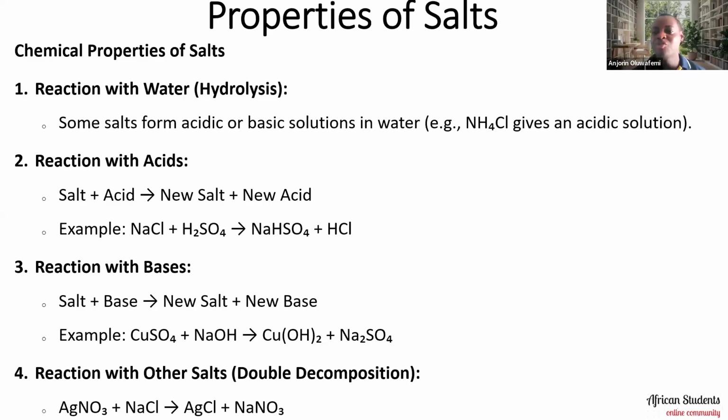Reaction with bases too. The same phenomenon comes into play here. You have salt plus base giving us a new salt and a new base. An example is copper sulfate reacting with sodium hydroxide, giving us copper hydroxide and sodium sulfate, so a new salt and a new base are formed. We also have another property, which is reaction with other salts, which we call double decomposition. AgNO3 reacts with NaCl and gives us AgCl and NaNO3.